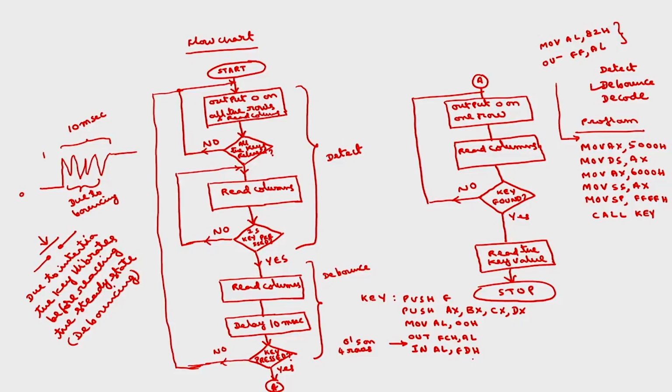Now in AL comma FDH, in AL comes the data of all the columns, 4 columns. What I am doing now is I am ANDing that AL with FFH, ANDing AL with FFH.